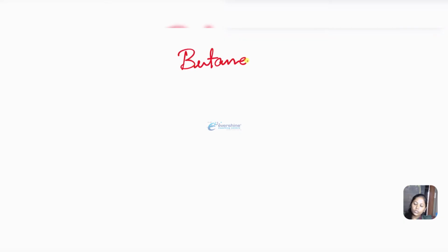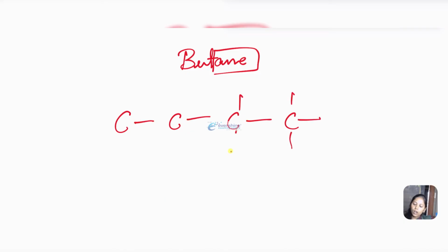Next I'll ask you how to write the structure of butane. Okay, butane. But means how many carbon? 1, 2, 3, 4. Ane is there. What bond? Single. All single. Each carbon should have 4 bonds. So this is how you need to write the structure of butane. And the rest you should write hydrogen.